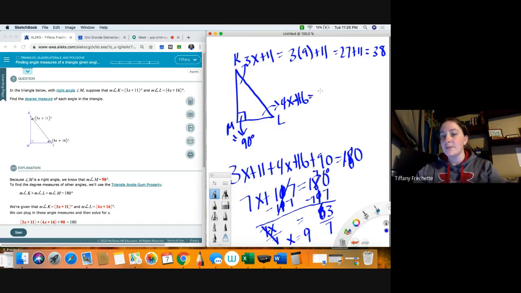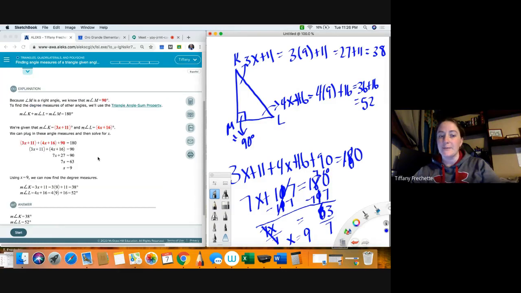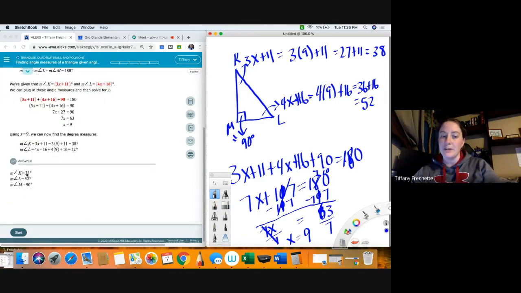So we're going to do the same thing for L. So we have 4 times 9, again, same x. We're still using this 9 down here, plus 16 equals, so now we have 36 plus 16, and we get, sorry, I have to write it down a little bit here. I'm running out of room. So we get 2, 3, 4, 5. So we get 52. So that makes a bit more sense than that decimal. So we just type these numbers in. So we get 38, 52, and 90.